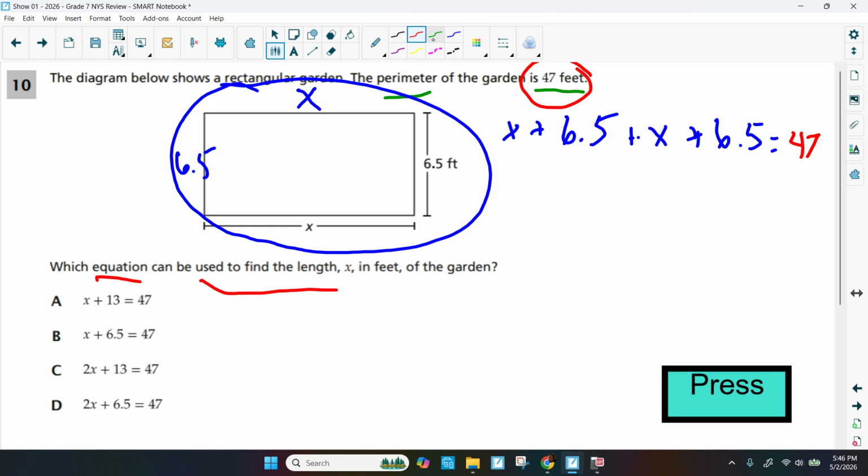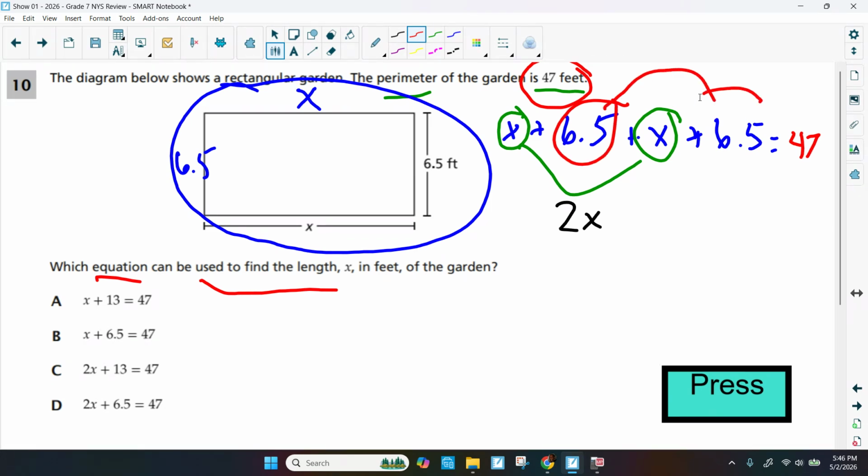Well, we wrote pretty much our equation, so we know it equals 47, so that's not a help. But I know I can simplify a little bit. I have an X here plus another X here. So X plus X is 2X. And I got a 6.5 and a 6.5 here. So 6.5 plus 6.5, I can get my calculator, but I know that is equal to 13. So there's my equation, 2X plus 13 equals 47, which is choice letter C.